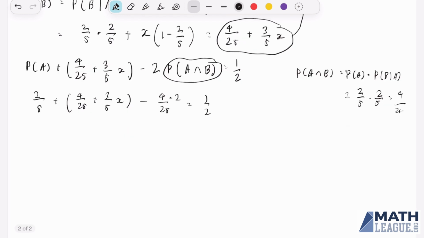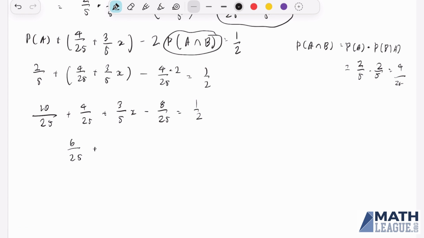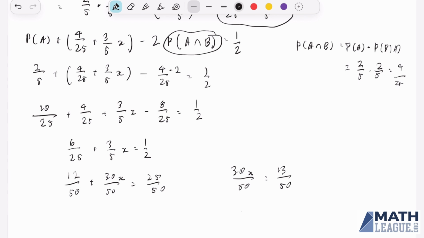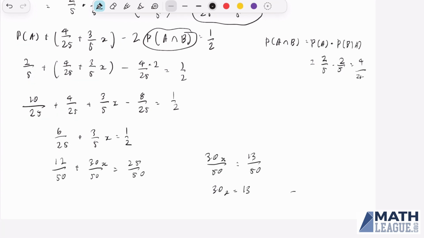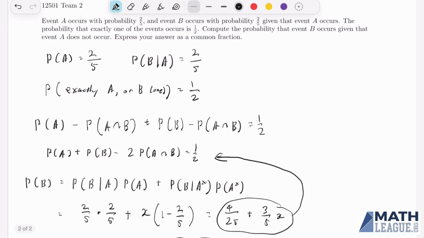And now we just have to solve for X. So X is just equal to 13/30, and that will be our final answer.